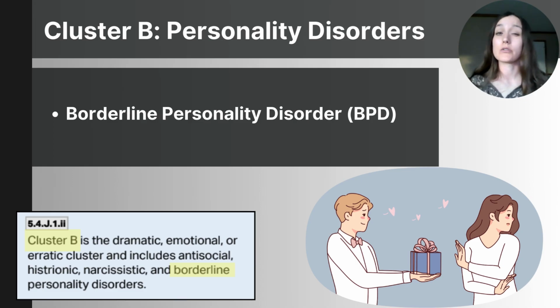The first is fear of abandonment, and this might look like making desperate efforts to avoid real or imagined rejection. Another symptom is unstable relationships, alternating between extreme idealization of their partner or friends to devaluation of others. So, I love you to I hate you. Another symptom is unclear or shifting self image, so frequently changing goals and values and sense of identity.